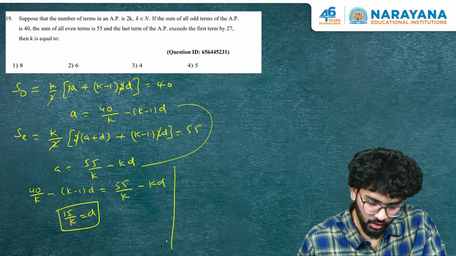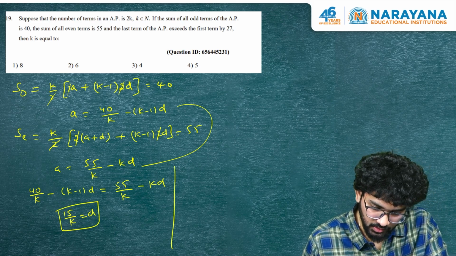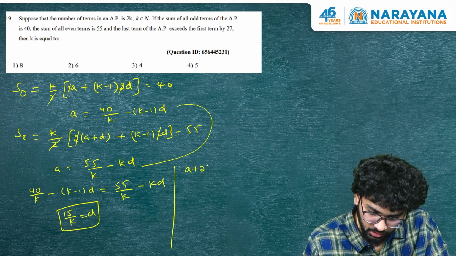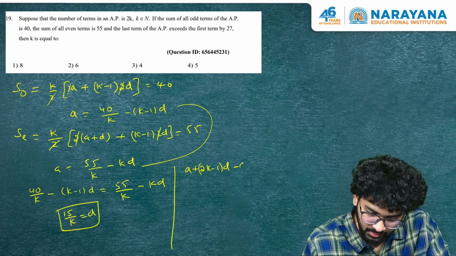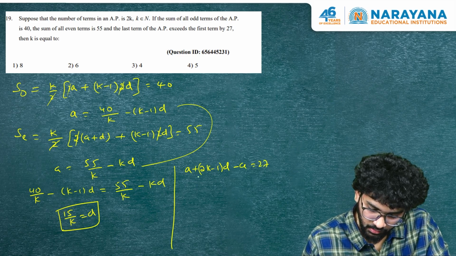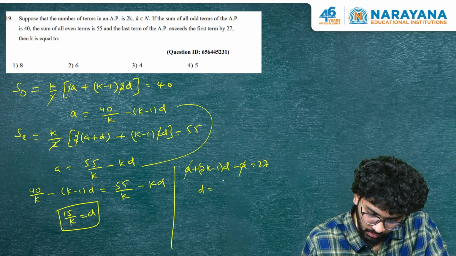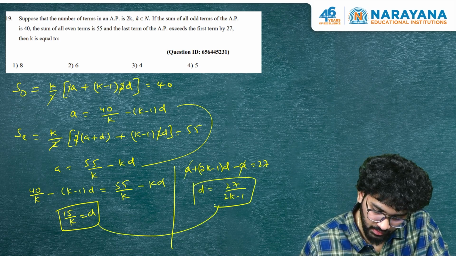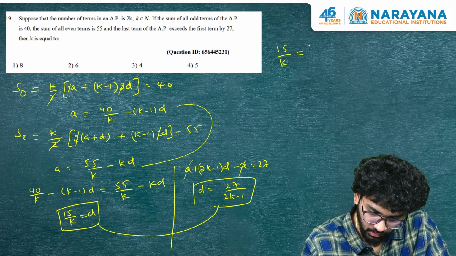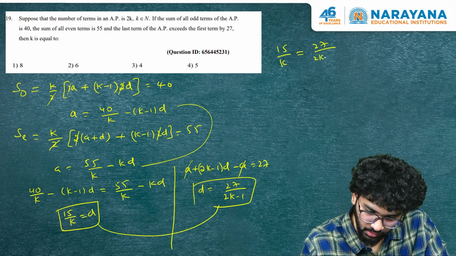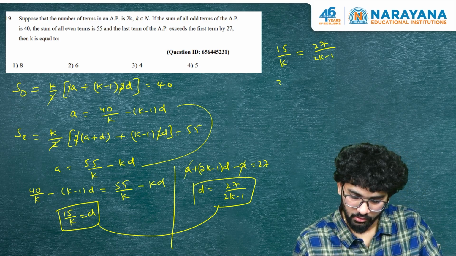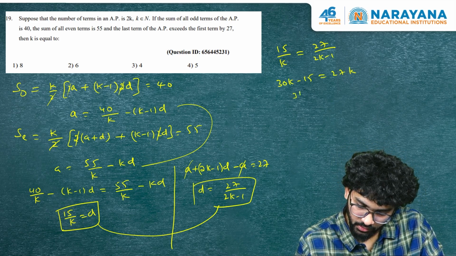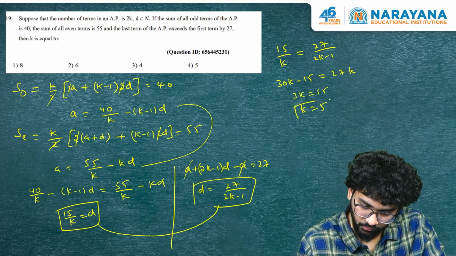And one more equation he has given is last term minus first term. Last term will be a plus (2k minus 1) into d, minus a is equal to 27. So from here we are getting d is equal to 27 by (2k minus 1), which means if I equate these d's, I will get 15 by k is equal to 27 by (2k minus 1). So 30k minus 15 equal to 27k, which will be 3k equal to 15, k is equal to 5.